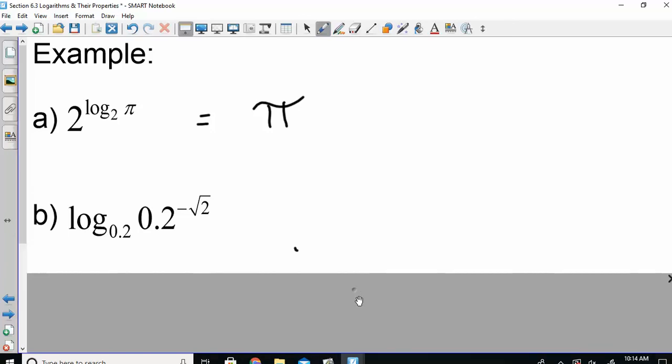I have log base 0.2 of 0.2 to the negative radical 2 power. Does that cancel? And so you just get that power for your answer.